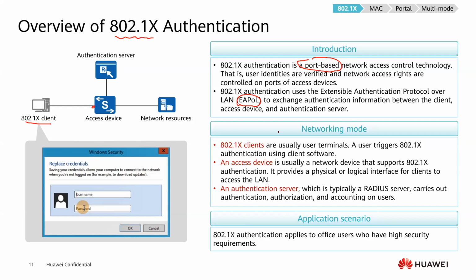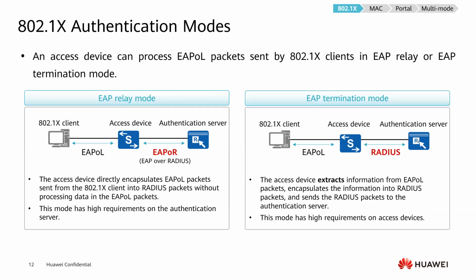And as usual, we will configure this kind of authentication because this authentication technology has the highest security. It can meet the highest security requirement. So this is the typical scenario for this kind of authentication. And there are two modes of the authentication. One is the EAP relay, and the other is the EAP termination.